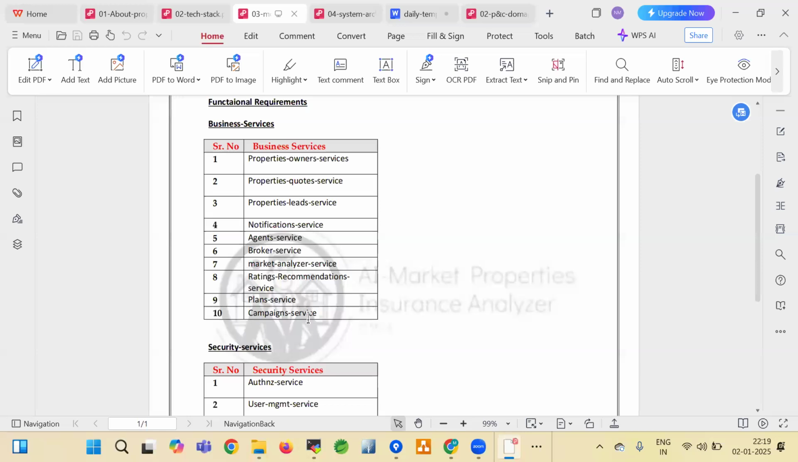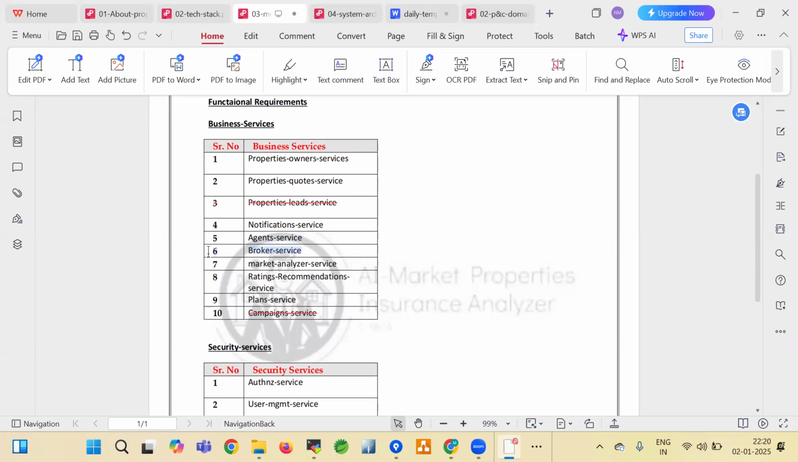This campaign service, I'm not going to touch this. This is not going to be touched. And this is also something I'm not going to touch. Everything will be dealt with by the rest of the services. So I'm just crossing this. Plan service analyzer.